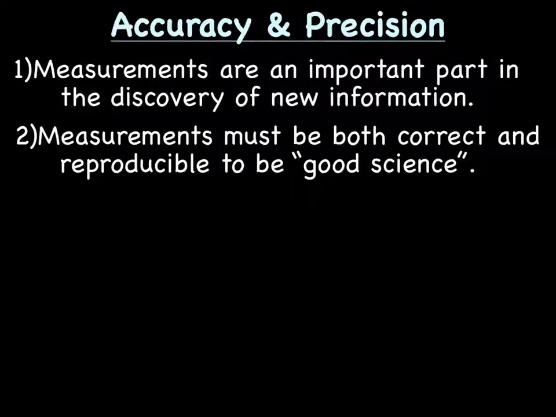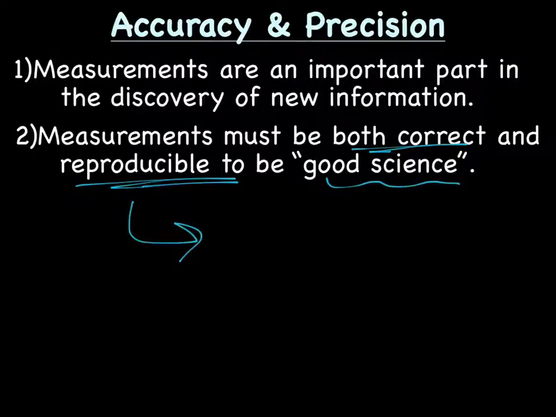On to accuracy and precision. Measurements are an important part in the discovery of new information, and that's what science is. Measurements must be both correct and reproducible to be good science. Reproducible means I can make the same measurement multiple times, and somebody else could make my measurement as well.